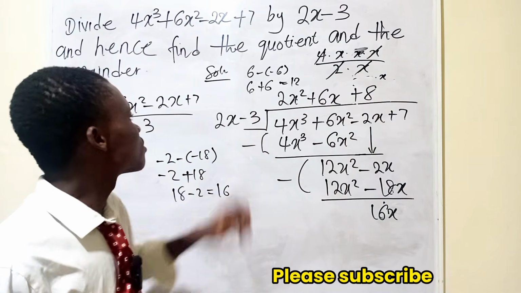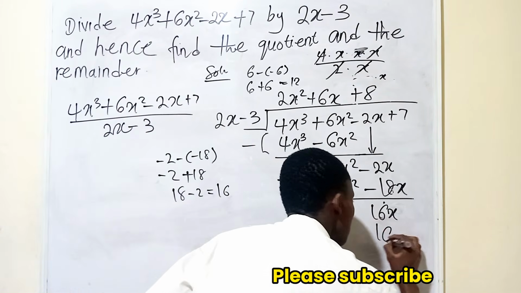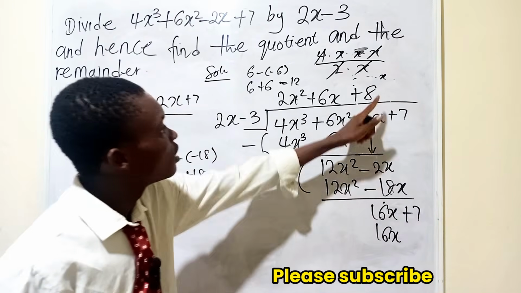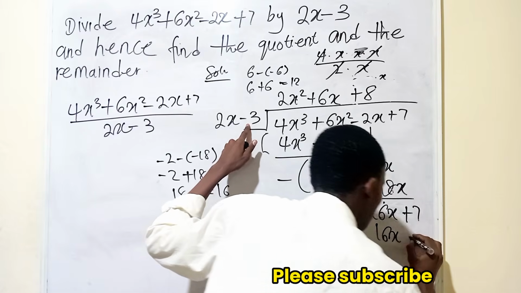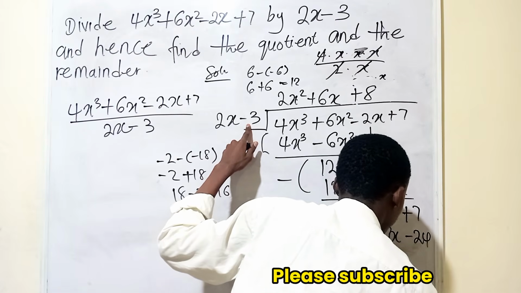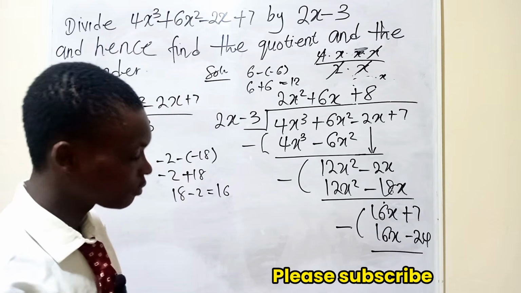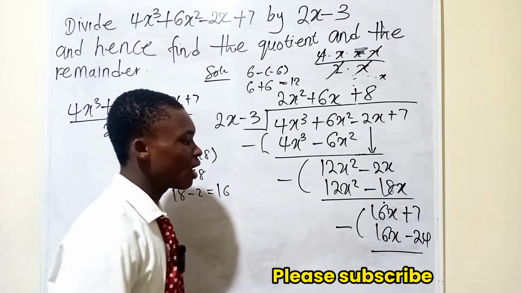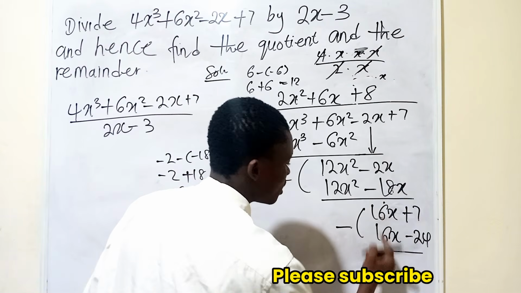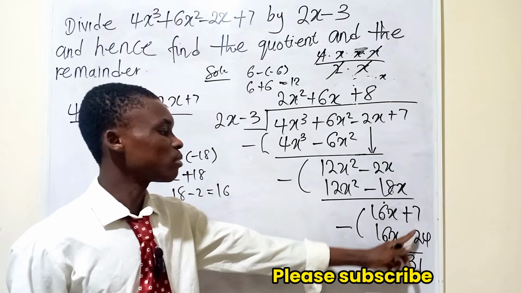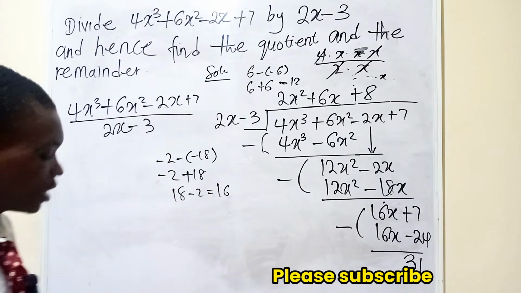Now 8 times 2x gives us 16x. Now don't forget to bring down the 7. Plus 7. 8 times negative 3 gives us negative 24. Now put a bracket outside because we are subtracting. So when you subtract this, we'll have that this is 0 and this is giving us what? 31. So minus times minus is plus, 7 plus 24 gives us 31.